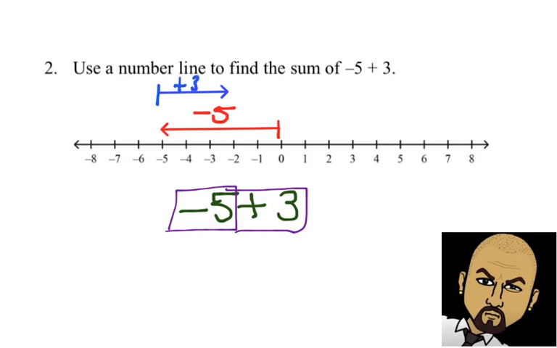And if you move 3 places to the right, where does that leave you? Well, it leaves you at -2. So -5 plus 3 is -2. And you can see in my colors, I put the positives in blue and the negatives in red.